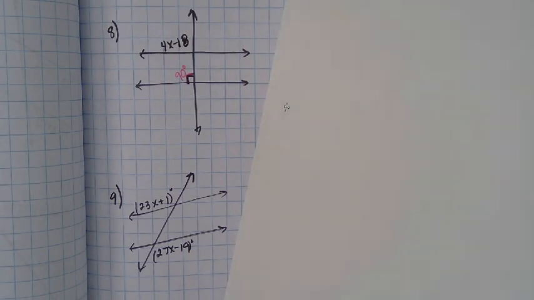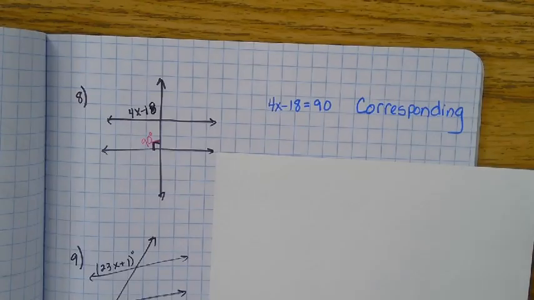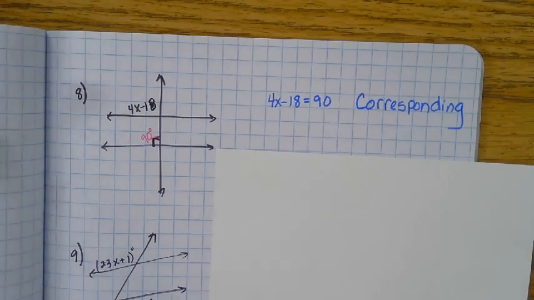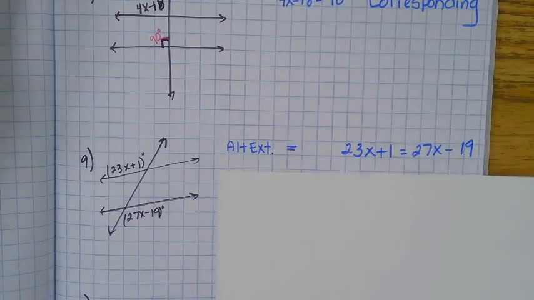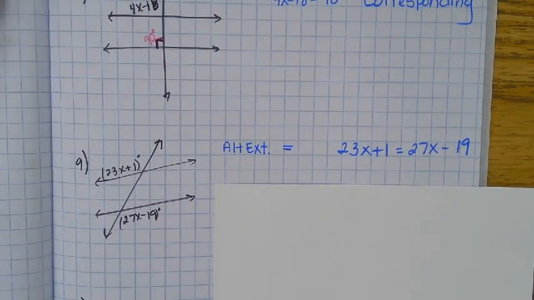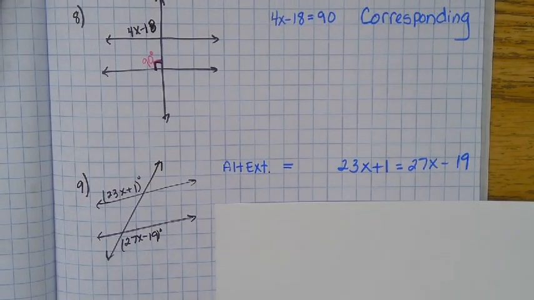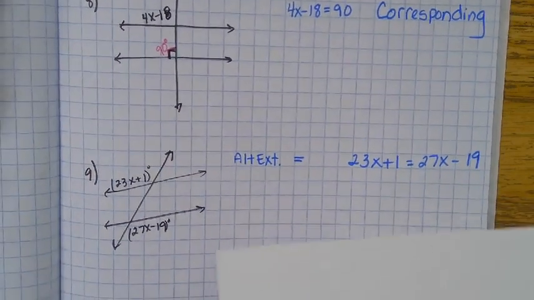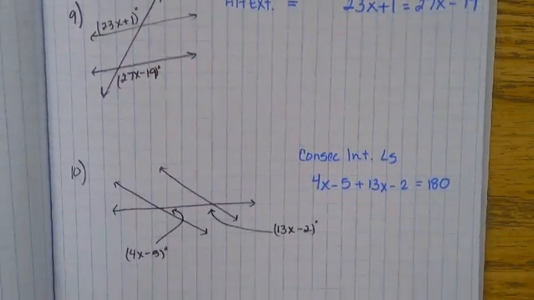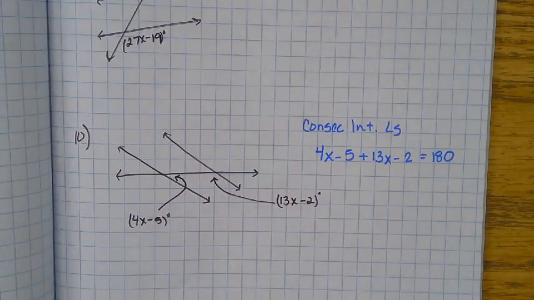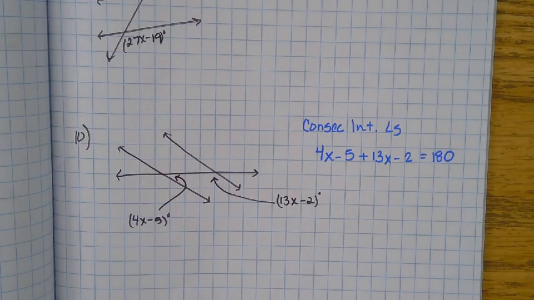So write what angle pair you can use and what the equation would be. Number 8 would be corresponding, so we could set them equal to each other. What about number 9? Alternate exterior. So we're going to set them equal to each other. And then number 10, consecutive interior angles, so they add to 180. Okay, and you don't have to solve those.